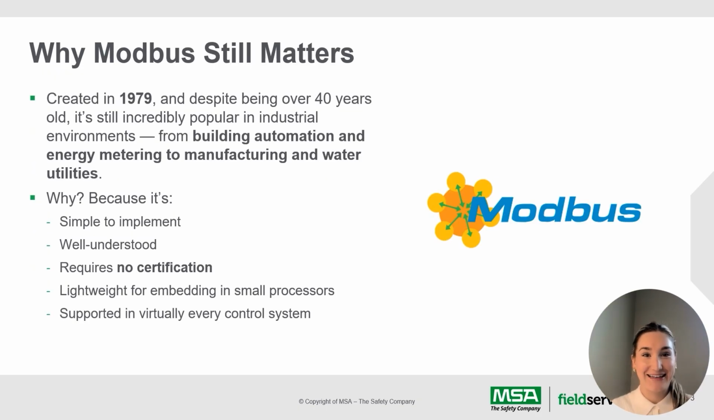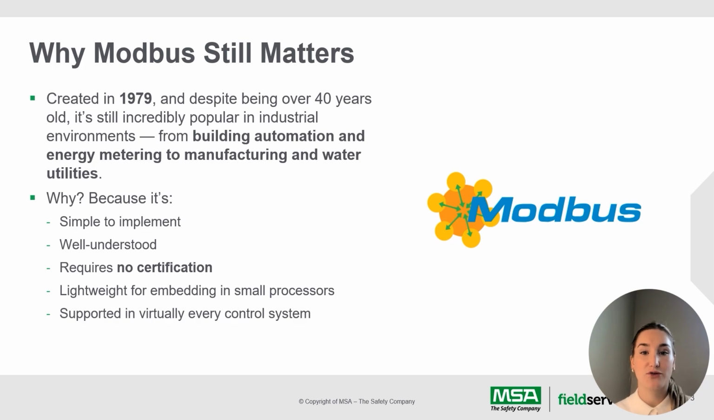So let's get started. In the world of industrial automation, communication is everything. Devices need to talk to each other, clearly, reliably, and often across great distances. One of the earliest and still one of the most important protocols that made this possible is Modbus.